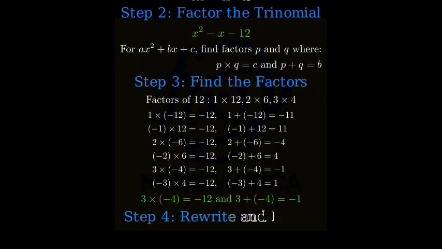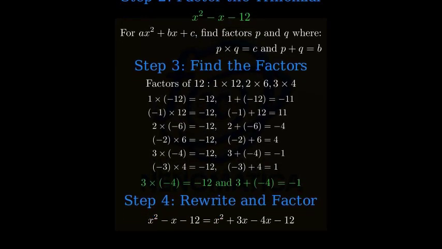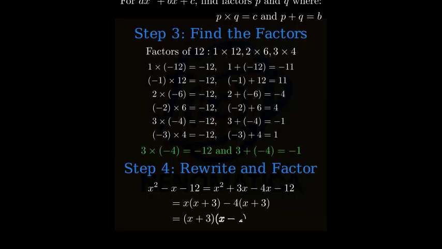Now we can rewrite our trinomial using these factors. x squared minus x minus 12 equals x squared plus 3x minus 4x minus 12. This can be factored as x times x plus 3 minus 4 times x plus 3, which simplifies to x plus 3 times x minus 4.